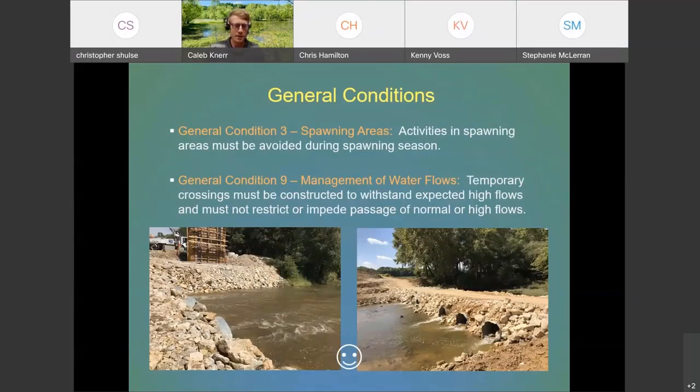General condition 9 just talks about management of water flows, and temporary crossings must be constructed to withstand expected high flows and must not impede aquatic organism passages. And this is an example of some good temporary crossings that you can see are maintaining those flows, and there's no drops and there's no impoundment of water upstream of those crossings.